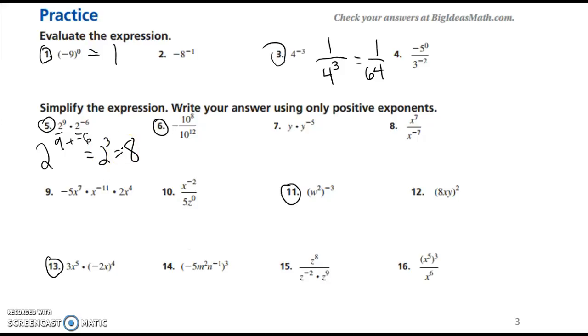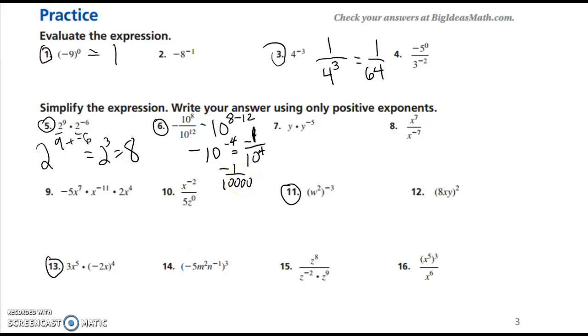Number 6, we have like bases, but we're dividing. So what we're going to do is subtract their exponents. Do 8 minus 12. The numerator minus the denominator. So we get 10 to the negative 4 power. So we are going to move that to the denominator so that the power becomes positive. And then we can figure out 10 to the 4th is a 1 with 4 zeros.